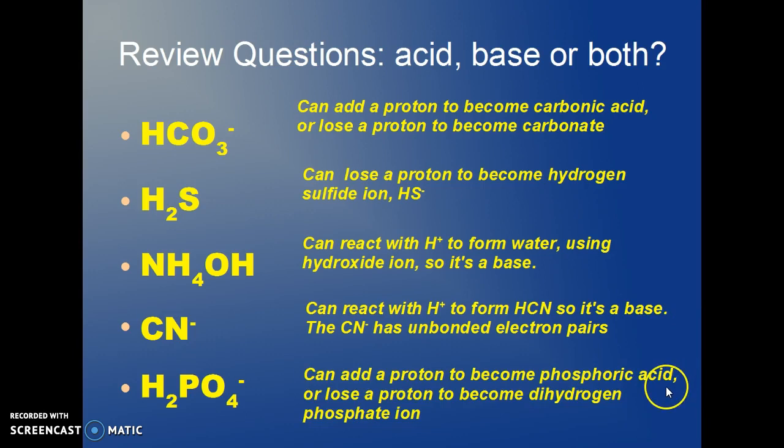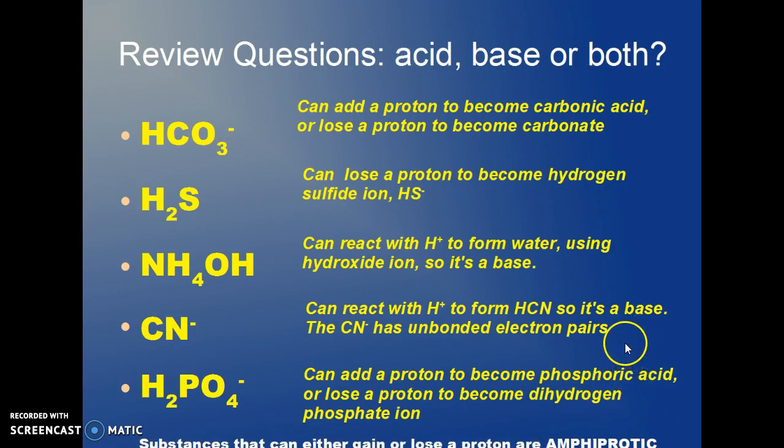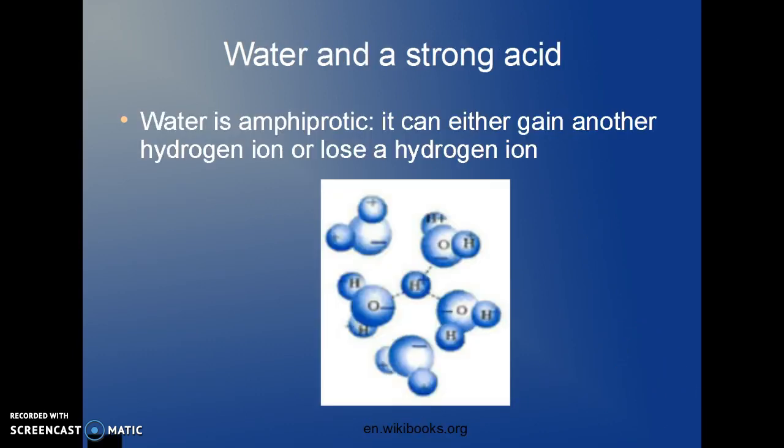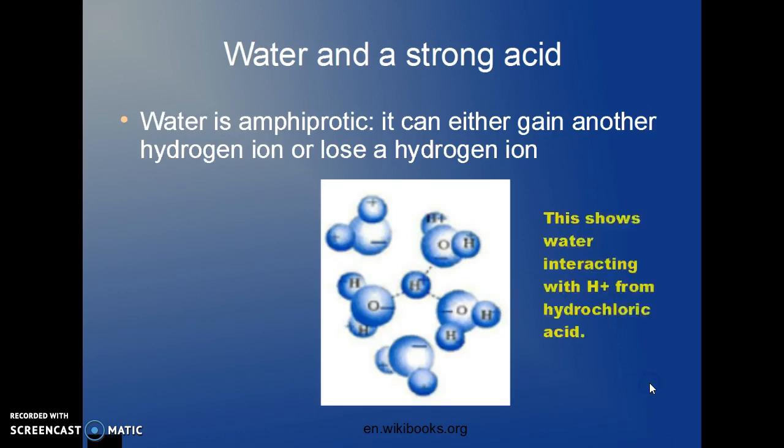And the dihydrogen phosphate can add a proton to become phosphoric acid, H3PO4, or lose a proton to become the hydrogen phosphate ion, HPO4 2-. Substances that can either gain or lose a proton, we also use the term amphiprotic. Water then is amphiprotic because it can either gain another hydrogen ion or lose a hydrogen ion.